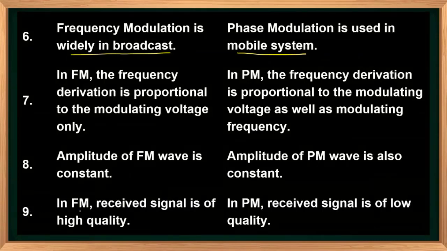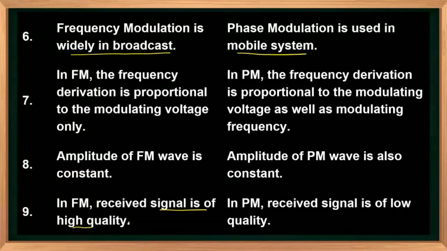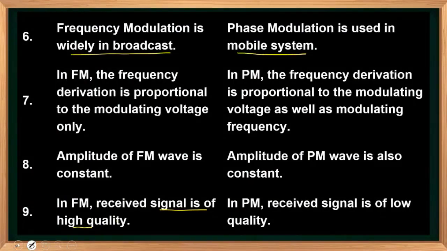Ninth property: in FM, the received signal is of the highest quality because of high noise immunity and high signal to noise ratio. In PM, the received signal is of lower quality compared with FM. So these are the different characteristics and their comparison of PM and FM waves. Please note these points.